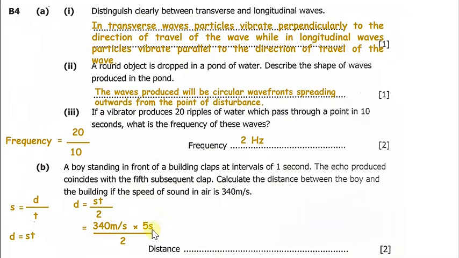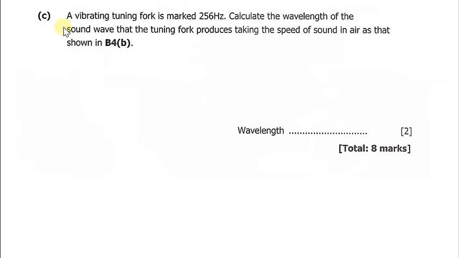So now, if we multiply everything, the answer is going to be 850 meters. So the answer is 850 meters there. If you say 340 times 5 divided by 2, you get 850 meters. Then we move to C.